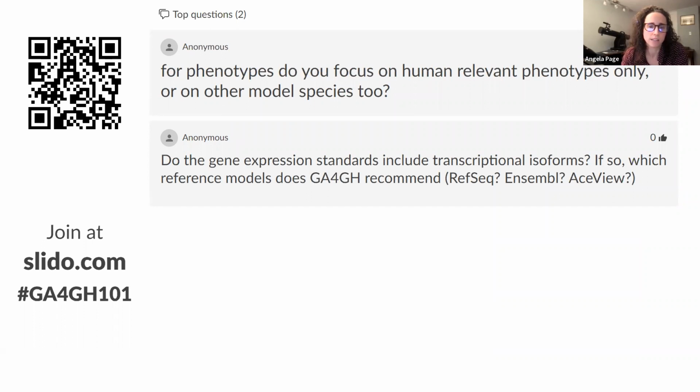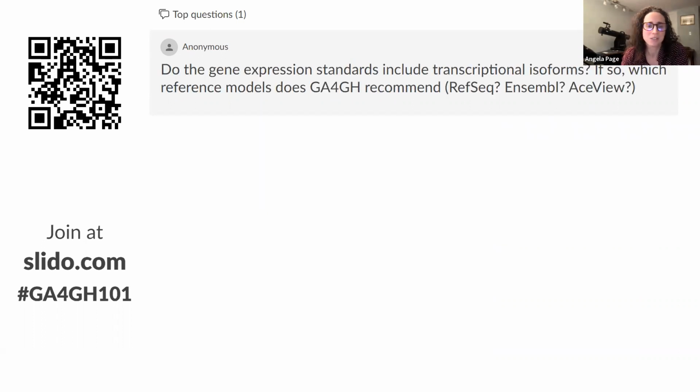And then finally, do the gene expression standards include transcriptional isoforms? If so, which reference models does GA4GH recommend? RefSeq, Ensembl, AceView. Okay, admitting complete ignorance here. I know that I hear about Ensembl a lot more than the other two, but Jeremy or Lindsay, do you guys have a better answer here?